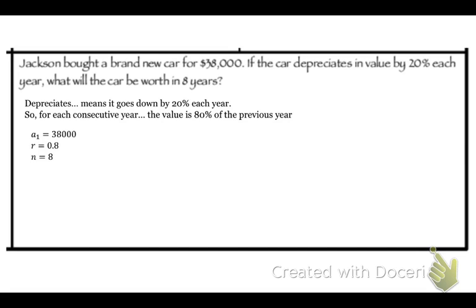So my initial value, or my starting value, is 38,000. My rate, or my ratio, is 0.8. And the number of years is 8, so that's why my n is 8. So we're going to have 38,000 times 0.8 to the 8 minus 1 power, which ends up being $7,969.18. Okay, so that car went down in value a whole lot.